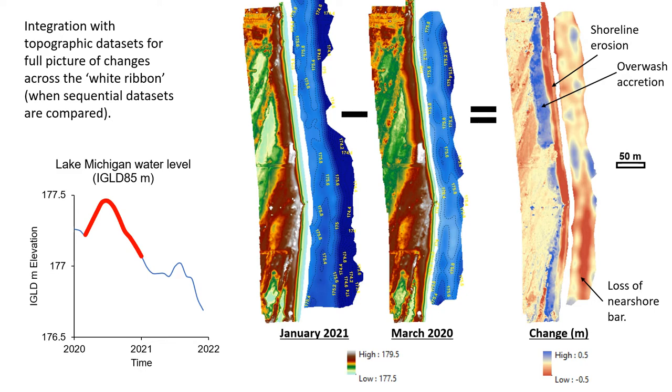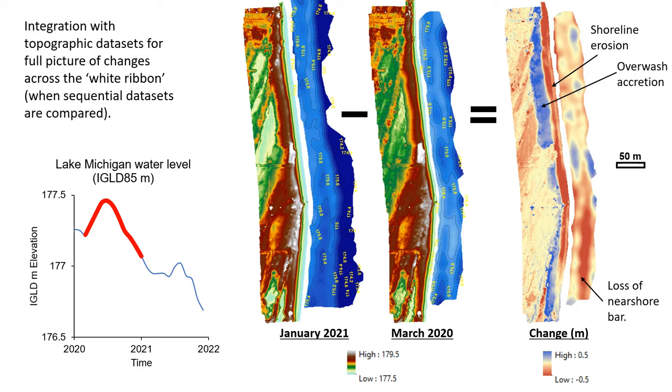I should mention that on the terrestrial portion, there are some vegetation effects and some groundwater effects in the swales, for example. But otherwise, the unvegetated beach surface and monitoring that with drones shows us very well where sand is being lost and where it's being gained.